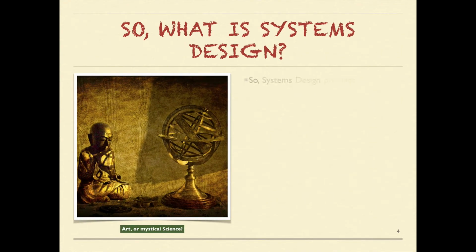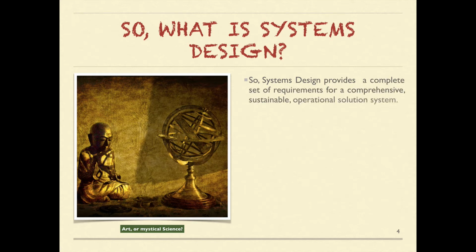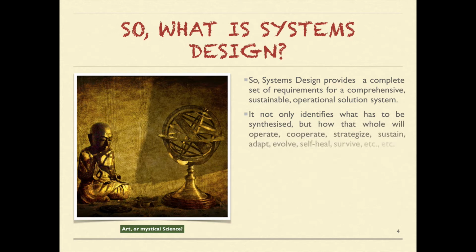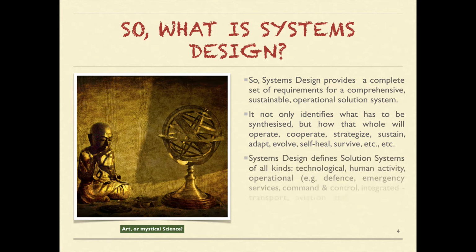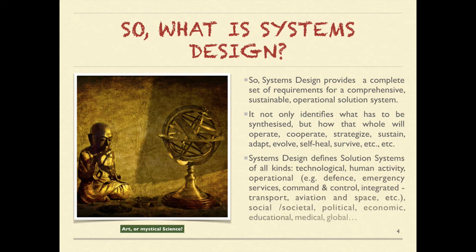So what is system design? Let's start again. It provides a complete set of requirements for a comprehensive, sustainable operational solution system. Well, that's good. It not only identifies what has to be synthesized, but how that whole will operate, cooperate, strategize, sustain, adapt, evolve, self-heal and survive, etc. So system design defines solution systems of all kinds: technological, human activity, operational, social, societal, political, economic, educational, medical, even global.